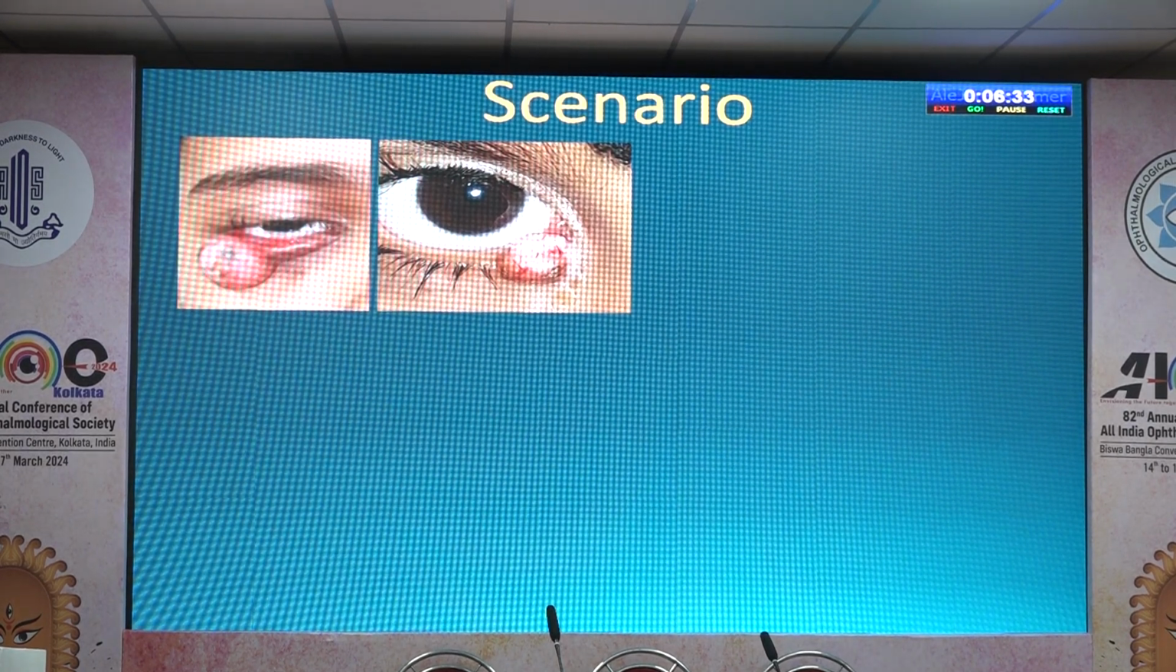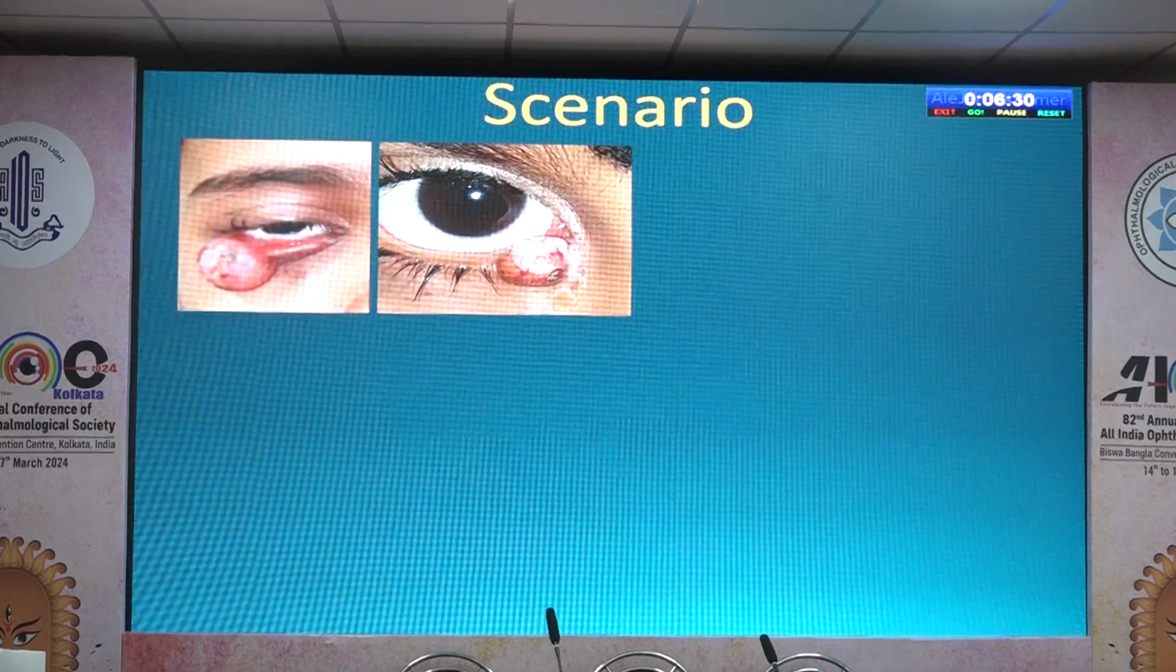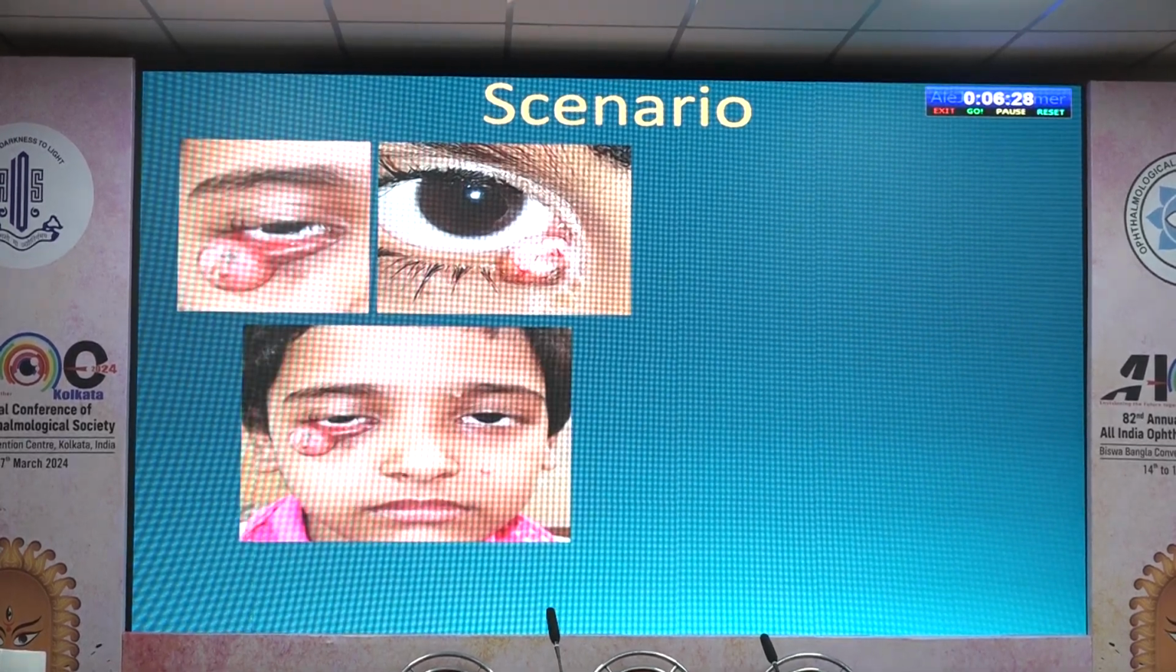So you want to get some other view? Yes, you must see the whole body and the face.